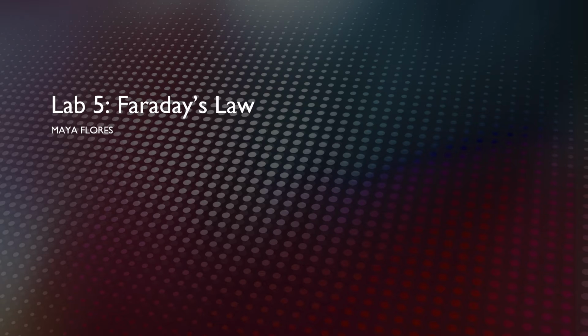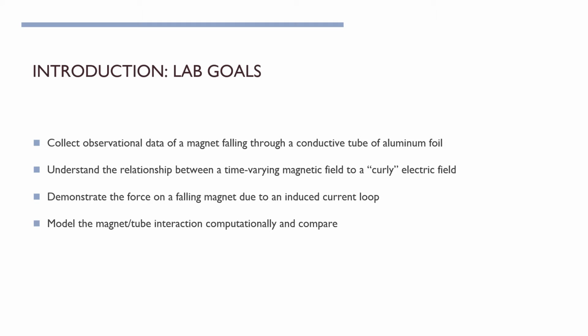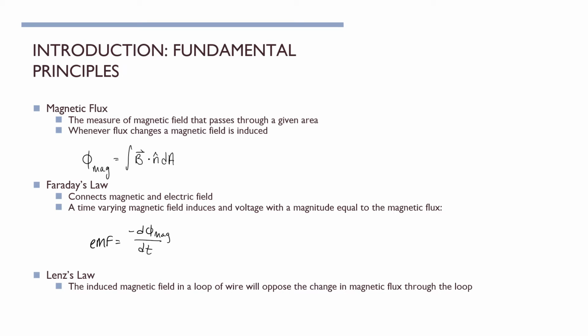Lab 5, Faraday's Law. The goals of this lab were to collect data of a magnet falling through a conductive tube of aluminum foil, to understand the relationship between a time-varying magnetic field and a curly electric field, to demonstrate the force on a falling magnet due to an induced current loop, and then to create a computational model of this magnet-tube interaction.